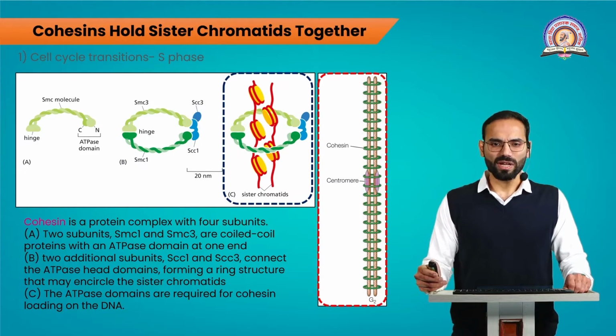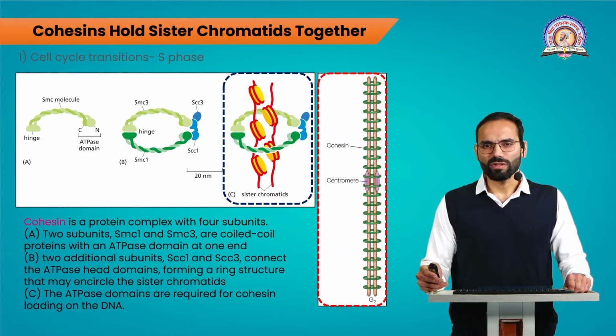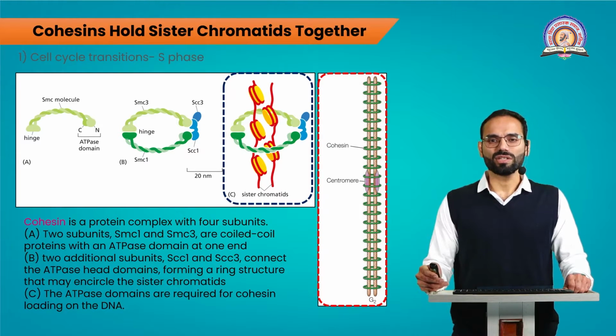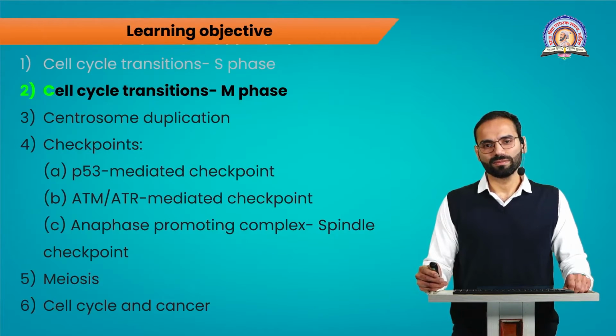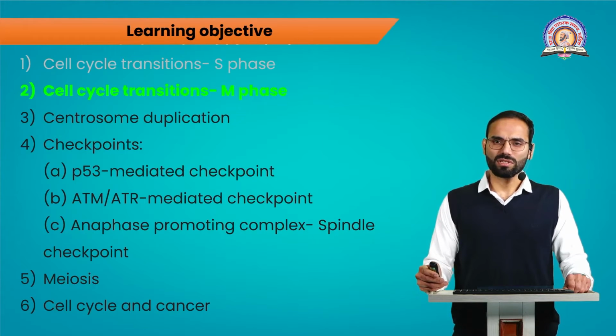So once the replication happens, the sister chromatids are immediately encircled with the help of cohesin molecules. These cohesin molecules are located at the site of centromeres as well as across the length of the chromosome. During metaphase, this cohesin ring has to be broken in order to activate the segregation of the sister chromatids. So let's see what happens during cell cycle transition, and that too specifically in the mitotic phase.